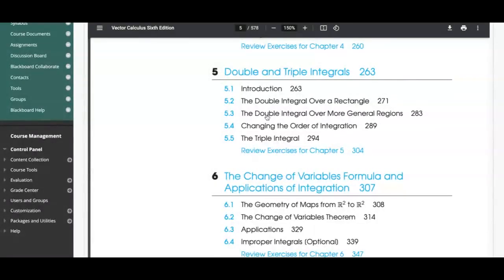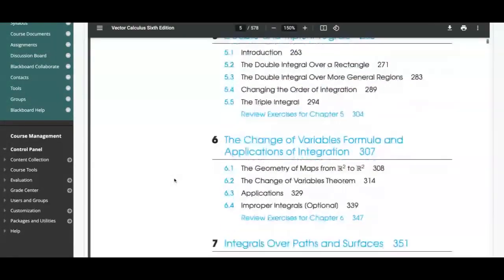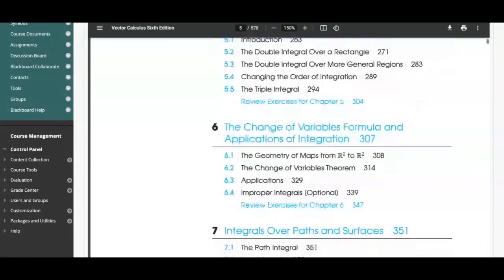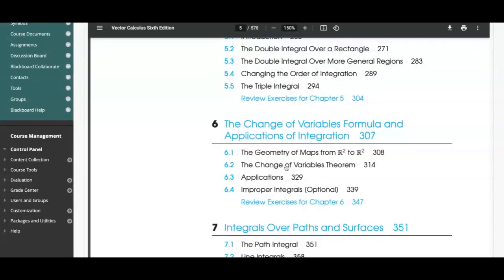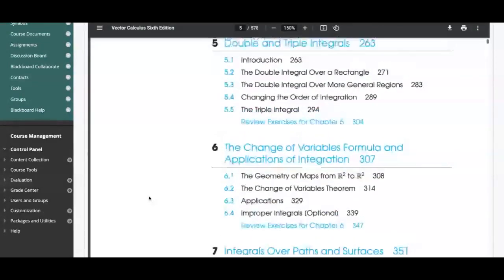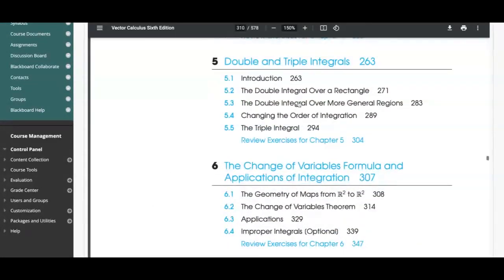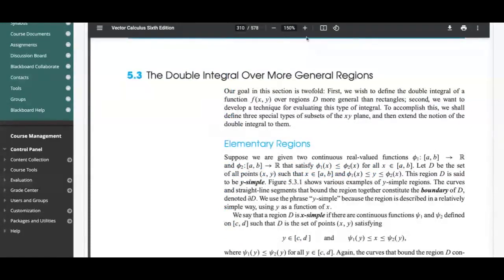Okay, I guess it's my turn. So today we're going to talk about integration over more general regions, which is section 5.3. And let's see if we have time to cover 5.4, change of variables. All right, let's go to section 3.